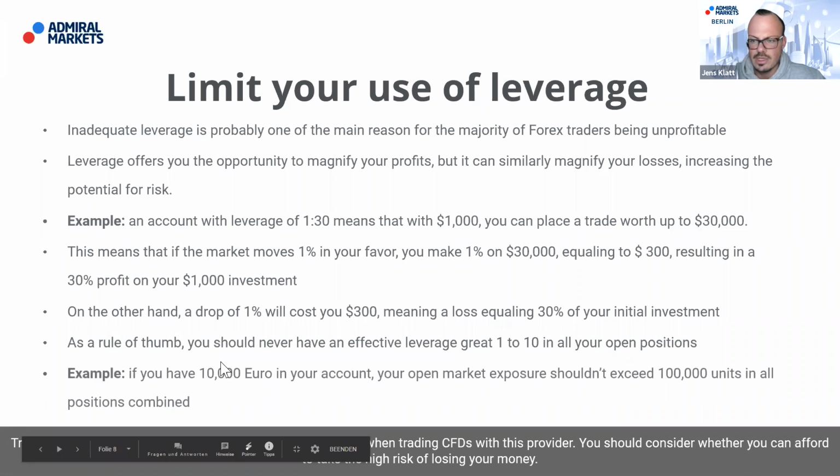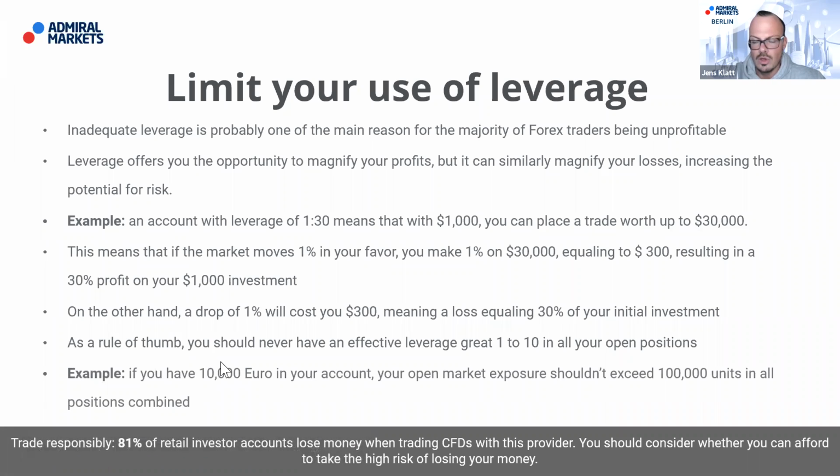Which means nothing more than, let's assume you have 10,000 euro in your account. And if you now look at your open positions, you have your market exposure. Let's assume you have 10,000 Euro USD long, 10,000, so 1 mini lot, GBP USD long, and you are also long USD JPY, for example, for 20,000 units. So you have 10,000, 10,000, 20,000, which equals 40,000, and your account balance is 10,000.